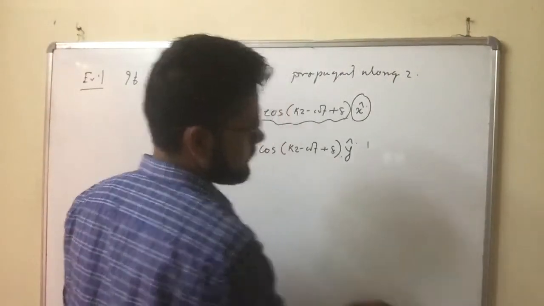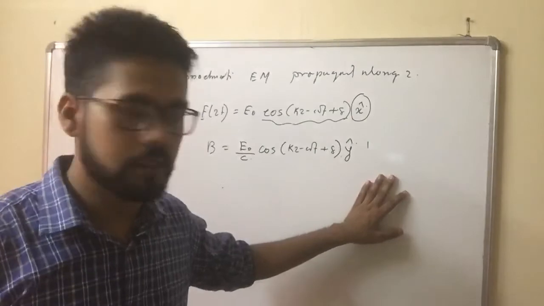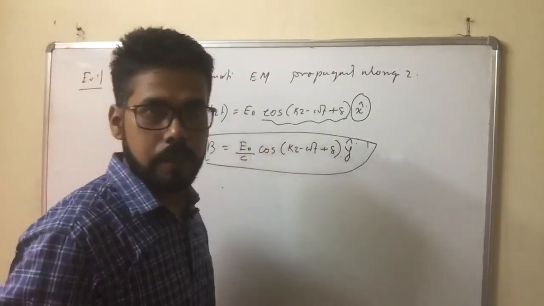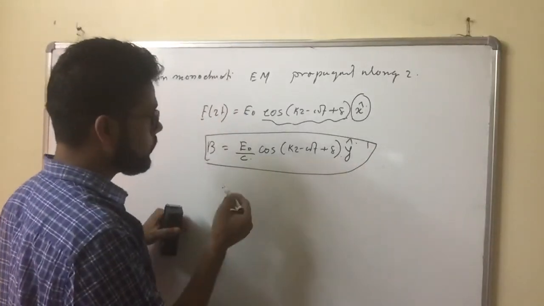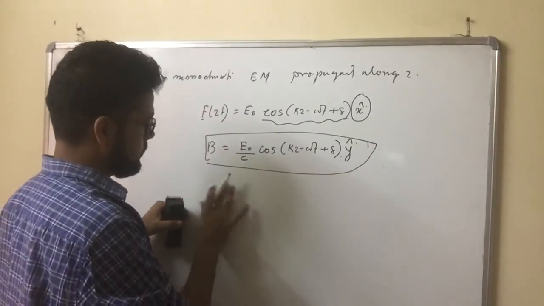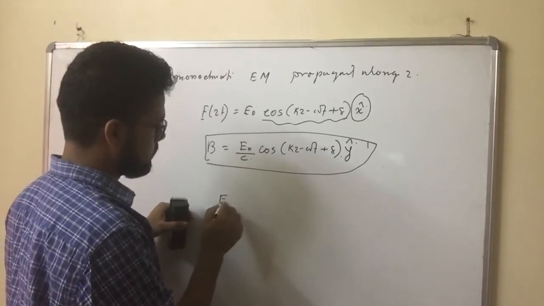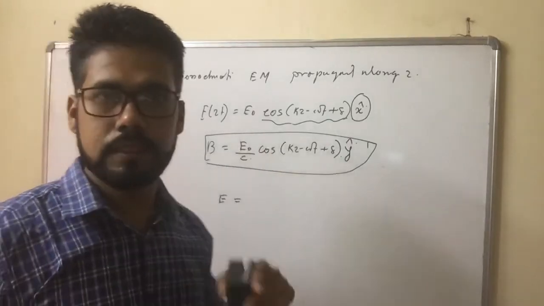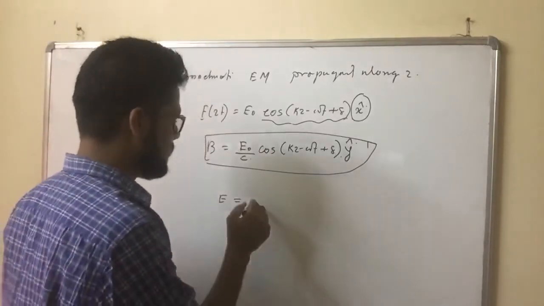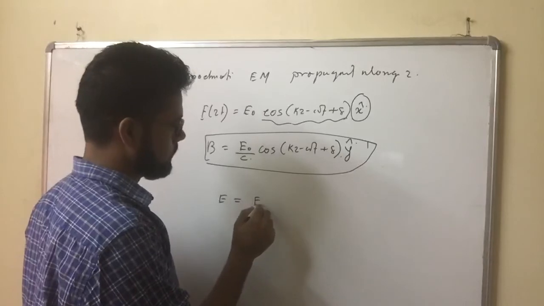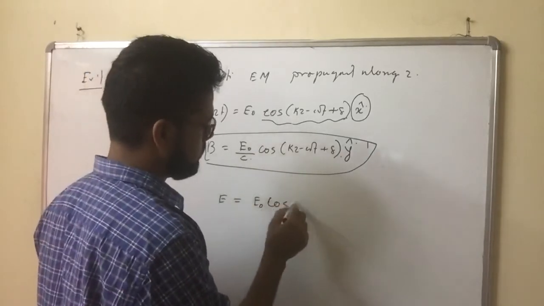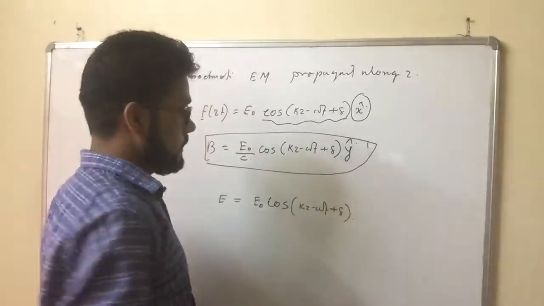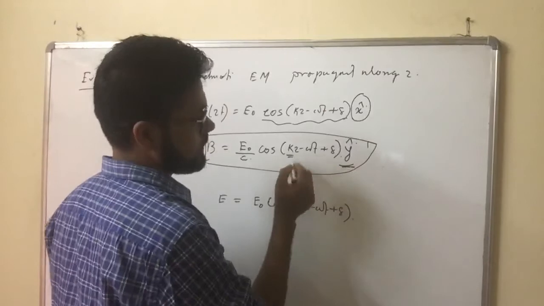Suppose you want to verify whether your answer is correct or wrong. You can again take this as a question. Suppose the magnetic field is given and you have to find the electric field. The electric field is E naught, which is c times the magnetic field magnitude, and the cos(kz minus omega t plus delta) part will remain the same. The magnetic field is along the y-axis, and the propagation is along the z-axis.